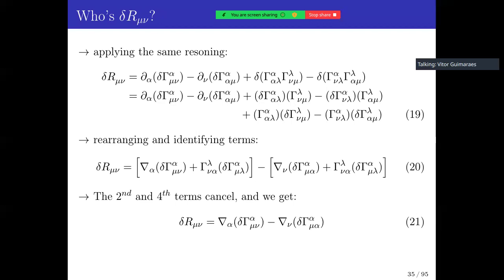So yeah, are there any questions so far about what we did with the Ricci tensor and the perturbed Christoffel symbols? At least in the chat, no questions so far, Vitor. Okay, so I'm going to proceed, because we have a lot of ground to cover today.